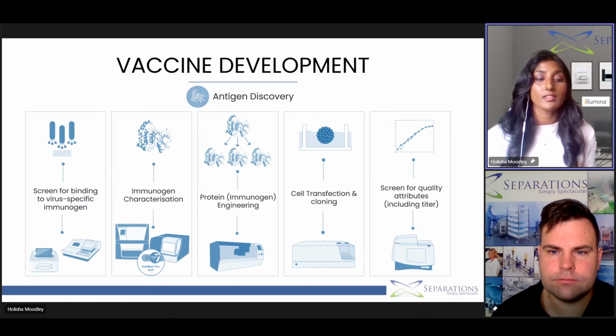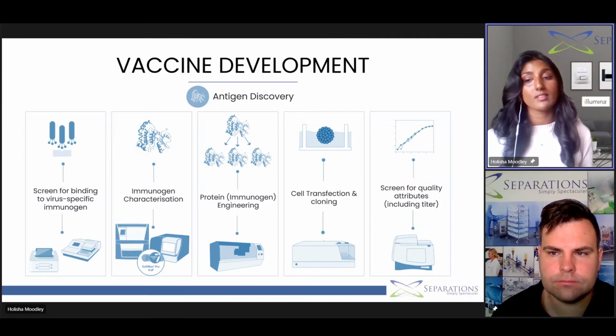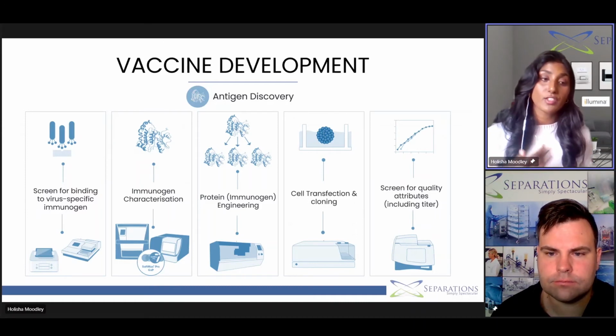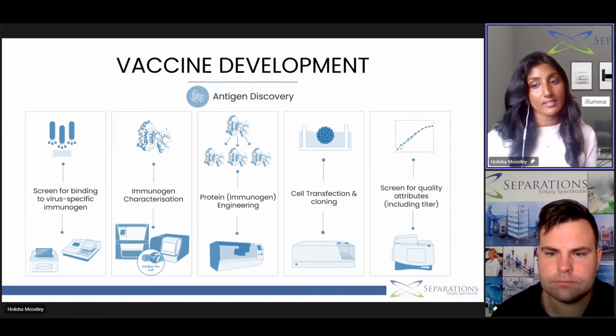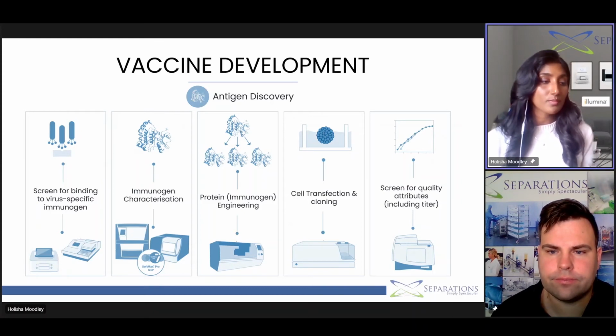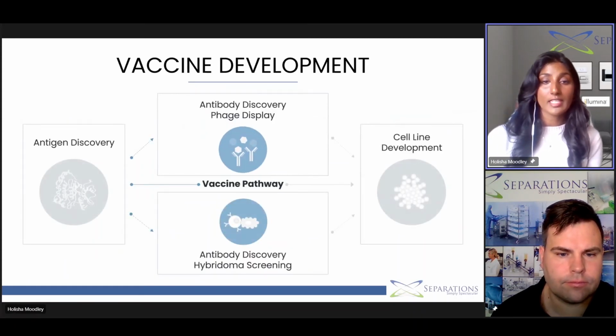The immunogen is then purified, prepared for injections into animals to induce an immune response. And the antibodies generated from the animals are then screened in virus neutralization assays to determine the vaccine efficacy. So this is the final stage of the antigen discovery. And next, we'll look at antibody discovery.